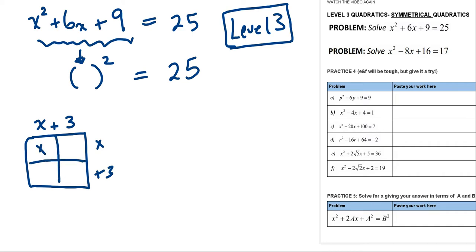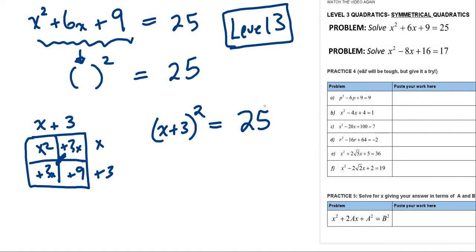I'll just show you here. X squared plus 3x plus 3x plus 9. These two combine in the middle: x squared plus 6x plus 9. X squared plus 6x plus 9 is in fact x plus 3 squared equals 25. If you need extra help asking me about how to do some factoring of these things, we're going to have to take a separate time to practice.